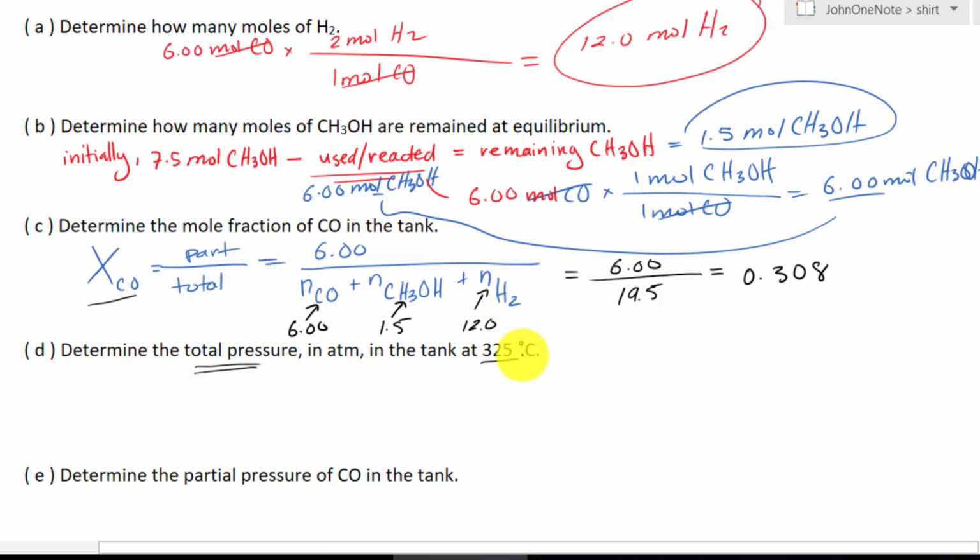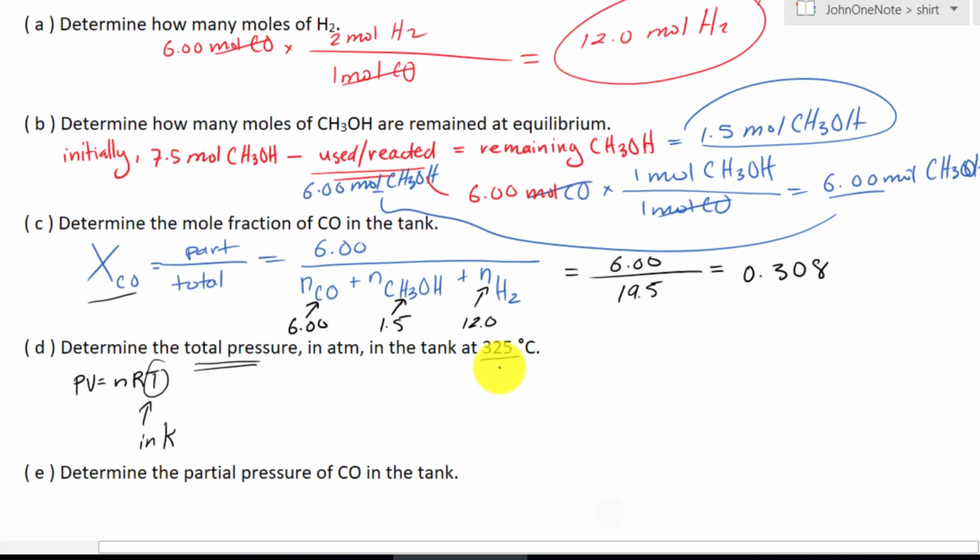Well, remember, we have PV equal to nRT. This T must be in Kelvin. So we need to take this plus 273. So we take 325 plus 273. And if you don't remember whether it's 273 or 275, look at the back side of your periodic table. It's given to us: Kelvin equals Celsius plus 273. So in this case, our temperature is 598 Kelvin.